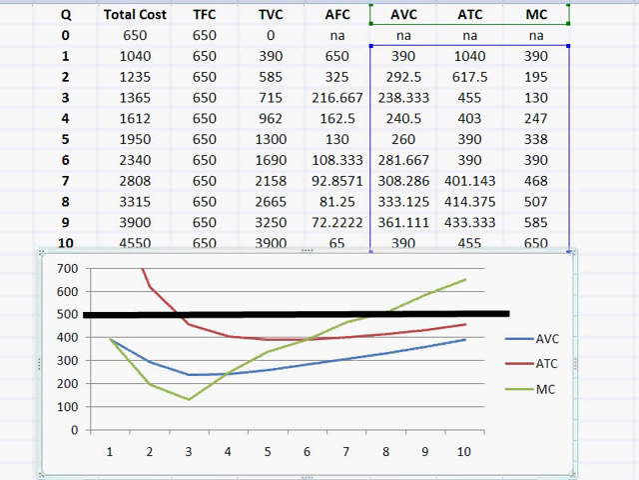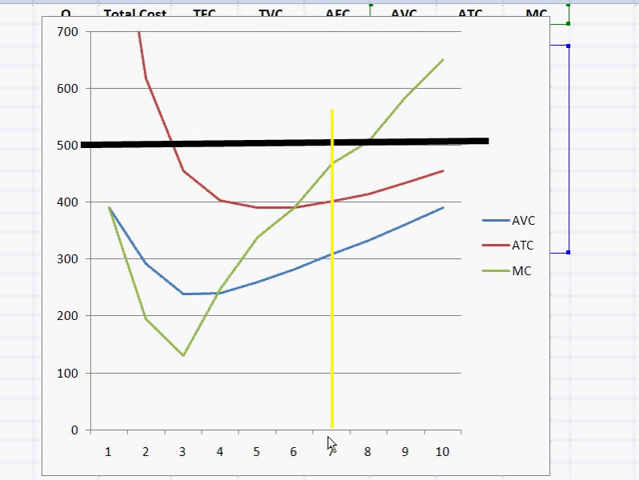Pretty easy. And then we draw a line. We say if we don't want to make the 8th, 9th, and 10th units, we're going to make the 7th. Let's see what's happening at 7 units. So the decision would be to make 7 units and stop. You don't want to make the 8th, 9th, or 10th because the marginal cost is higher than the price. Sometimes we call it the marginal revenue.